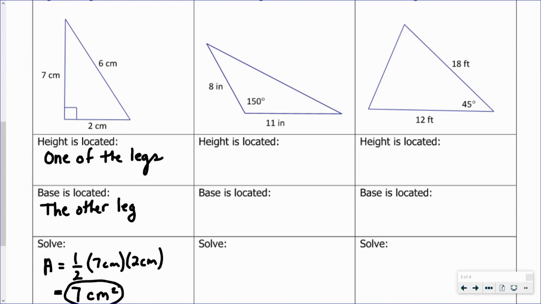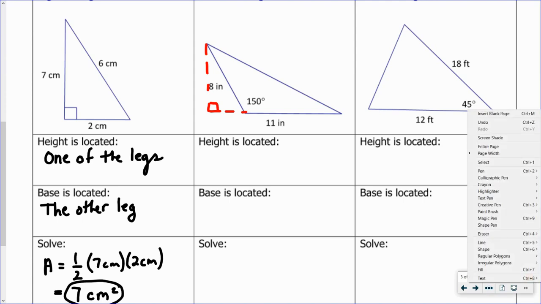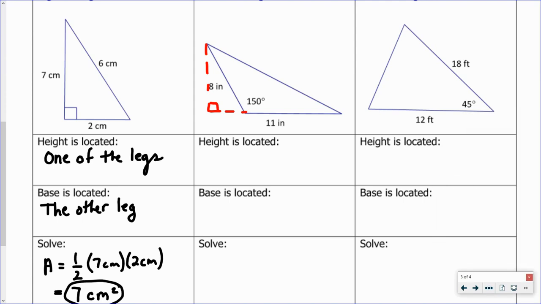So here, what I would do is consider drawing this altitude. And it's going to be a little bit easier for us to figure out what the height is now that we know this interior angle is 150. This exterior angle right here is a linear pair, so that's going to be 30 degrees. This side is actually the hypotenuse, so we should be able to find the height by using the properties of 30, 60, 90 triangles. So in this case, the height is located on the exterior.